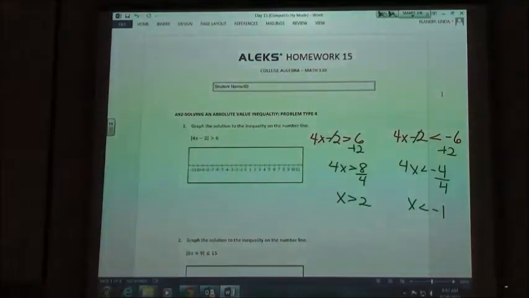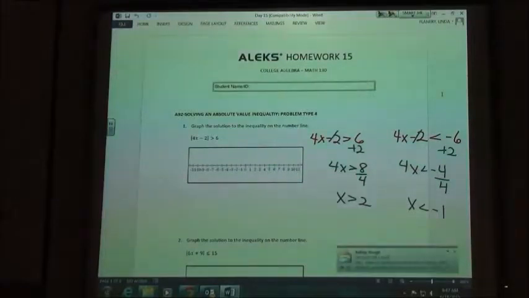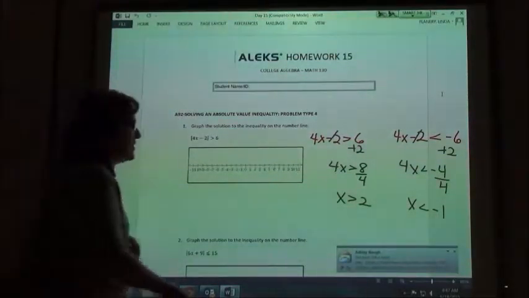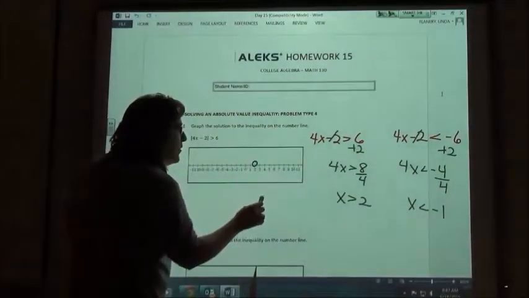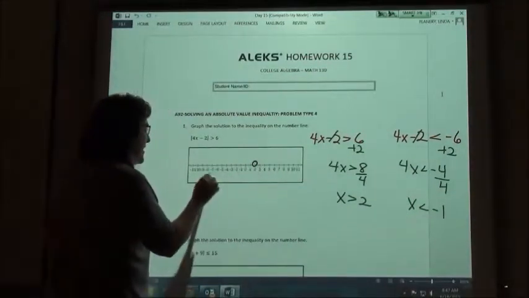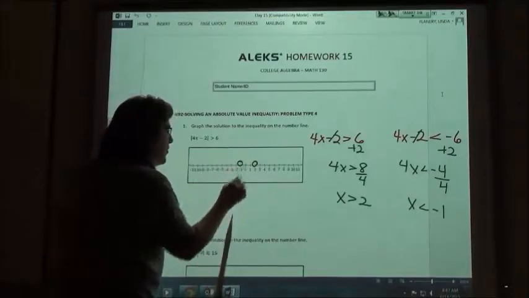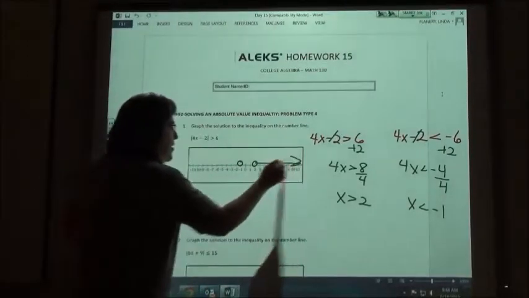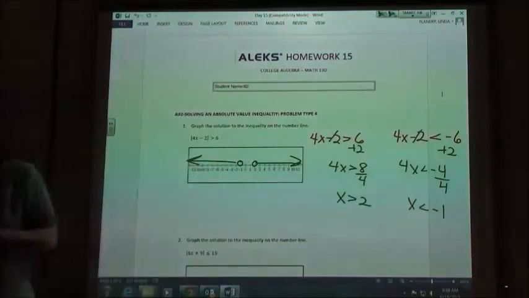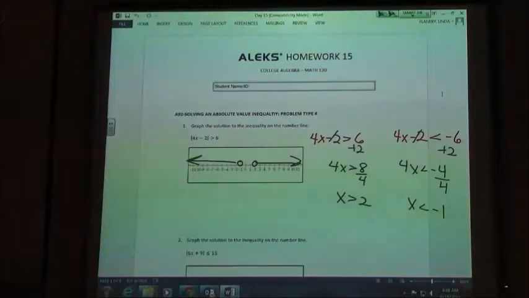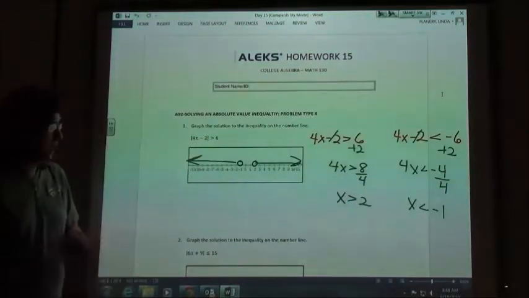Then you're just going to graph it. You don't really have to worry about if it's an and or an or, if you just follow your answers there. So x is greater than 2, I have an open circle around the 2. X is less than negative 1, I have an open circle around the negative 1. Greater than the 2, less than the negative 1. And you can see that, oh, yep, it ended up being the opposite directions, since it should, since it's a greater than.